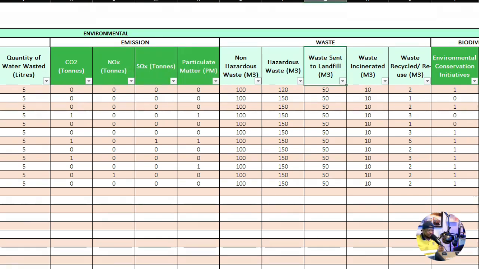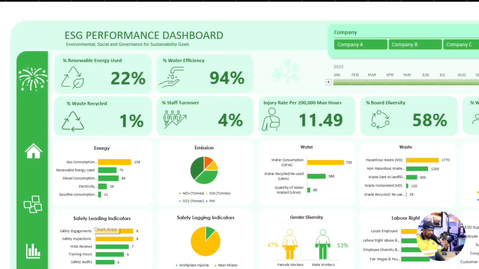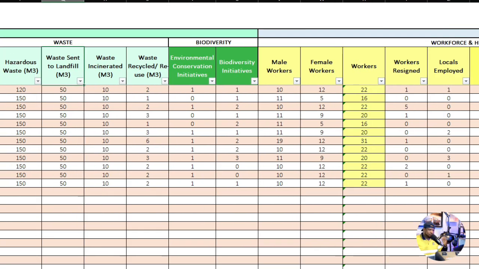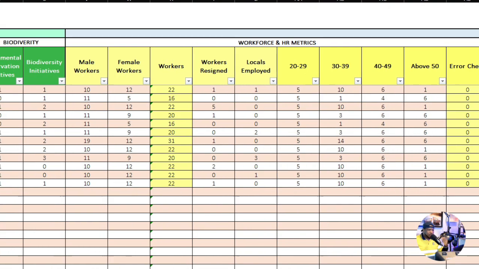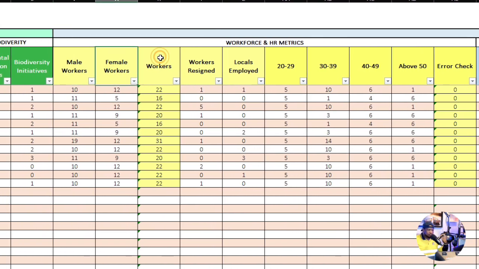And we move on to the hazardous waste. So non-hazardous waste, hazardous waste, waste that have been sent to landfill, waste that have been incinerated, and waste that have been recycled. Okay, so we use that to estimate the percentage of waste recycled. Okay, and then we have the biodiversity, all the initiatives that we take to protect biodiversity and environmental conservation. And we look at the workforce metrics or HR metrics. So looking at how many males, how many females, what's the total workers that you have, how many have resigned. So we use that to estimate the percentage staff turnover.